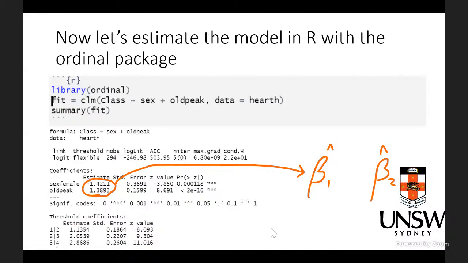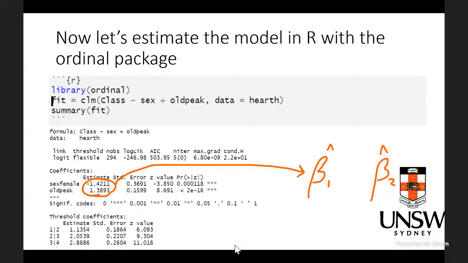I've also got my betas. So I've got my effect of being female compared to male, and my effect of old peak. And you can see, as we expected, the coefficient for female is negative, so less likely to be in a severe disease class than males. And the coefficient for old peak is positive, meaning as old peak increases, your probability of being in a higher disease class increases.